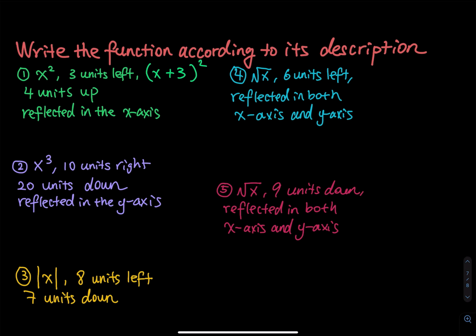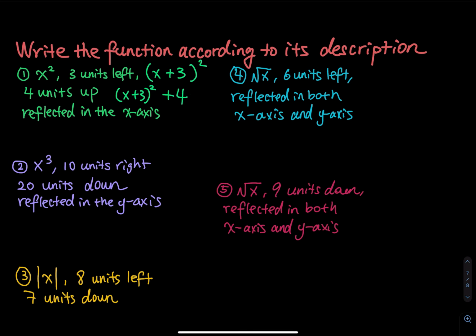So the vertex is at -3 comma 0. So that's why this is a +3. So when x is equal to -3, you get a 0. And then 4 units up, you have (x plus 3) squared. Whatever you have from the previous step, you add 4 units to it.